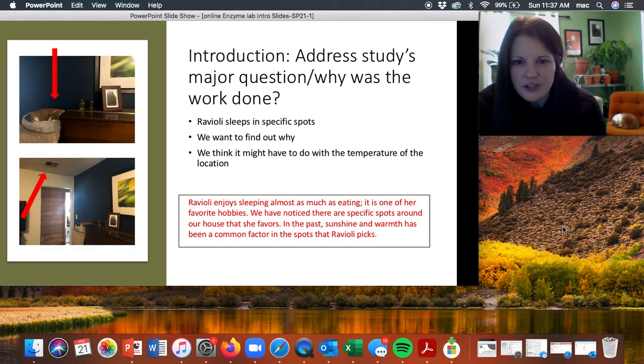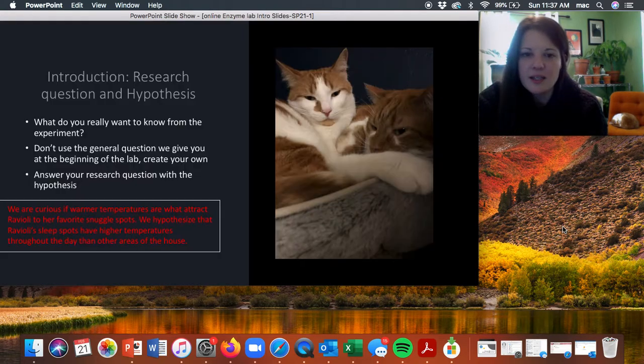So the introduction wants you, in the first part of it, to address the study's major question. Why was the work done? This can be done in like one or two sentences, really. So we put, Ravioli enjoys sleeping almost as much as eating. It is one of her favorite hobbies. We've noticed that there are specific spots around our house that she favors. In the past, sunshine and warmth have been a common factor in the spots that Ravioli picks. That's enough background, right? So let's move on.